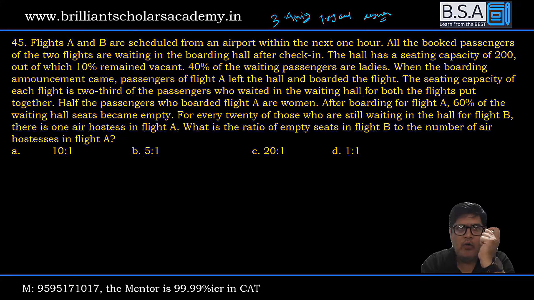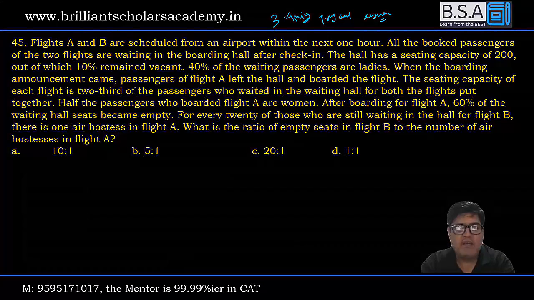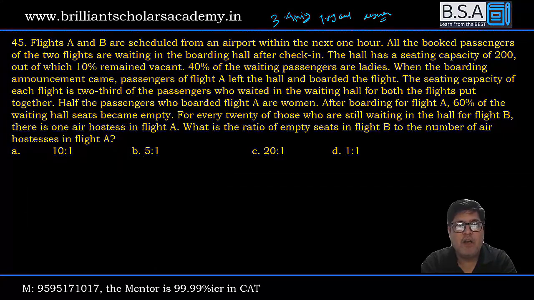There is talk about two flights, A and B. There is talk about total waiting capacity, how much waiting capacity has been occupied, how many are women, how many are men. Then there is talk about cabin crew. A lot of variables are moving around. So you need to be very focused when you are assuming numbers or solving this particular problem. Once you reach the answer, comment it.